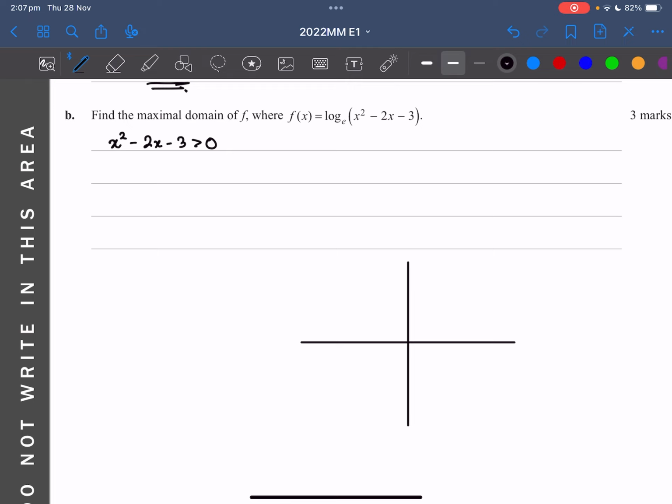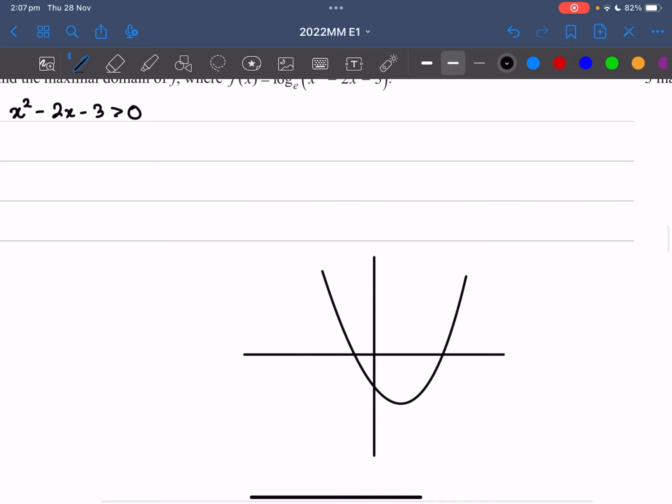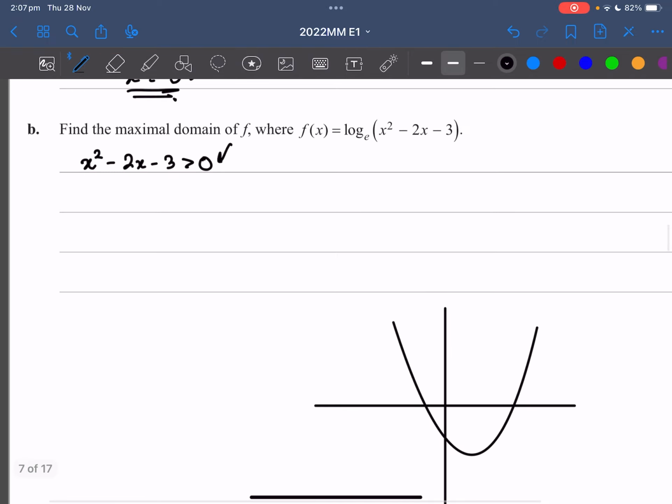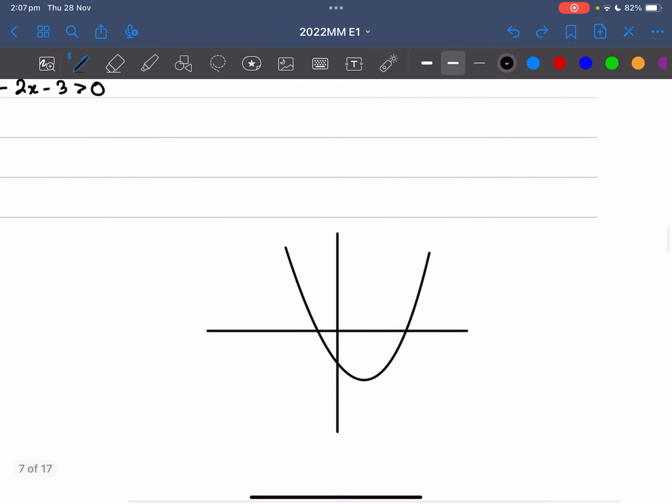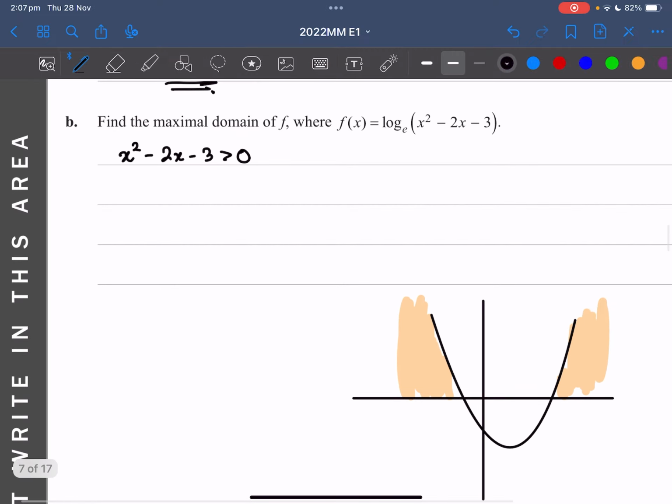So since it's a positive parabola, it's going to look like this. Now we want that to be greater than 0. So what region of this graph is greater than 0? It's going to be all of this here, all the way going to infinity, and then here. That's the part where the graph is greater than 0, correct? Hopefully this made sense.